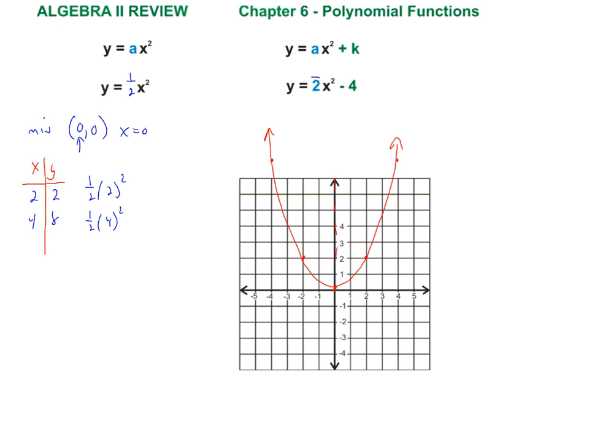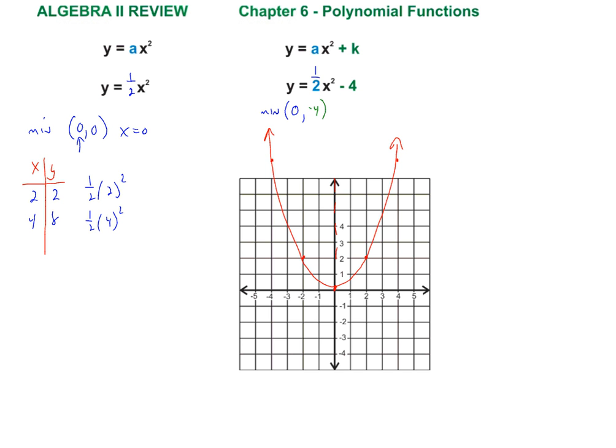And you know what? To make life easier on myself, I'm going to make this half. Half x squared minus 4. Okay, the half is positive, so it's a min. It opens up. What are the coordinates of the midpoint? H is 0. There is no h. But k, the vertical shift, is negative 4.